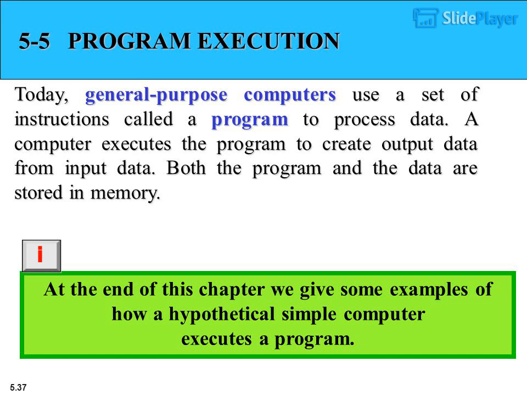5-5 Program execution. Today, general-purpose computers use a set of instructions called a program to process data. A computer executes the program to create output data from input data. Both the program and the data are stored in memory. At the end of this chapter we give some examples of how a hypothetical simple computer executes a program.